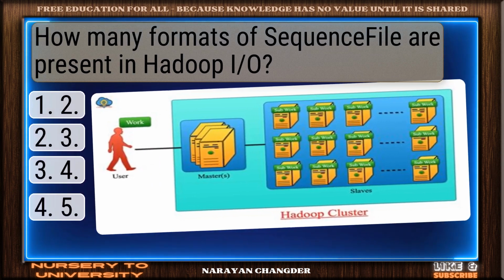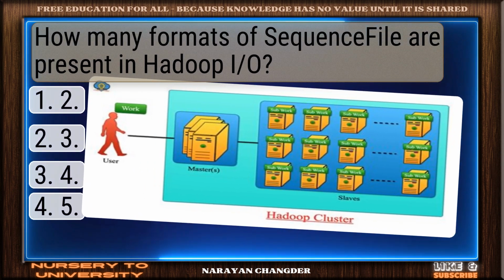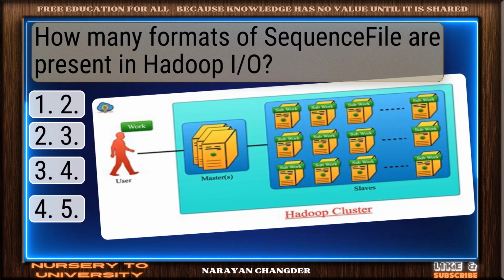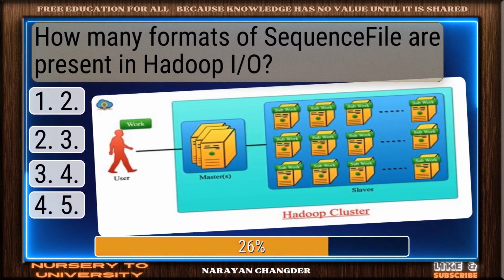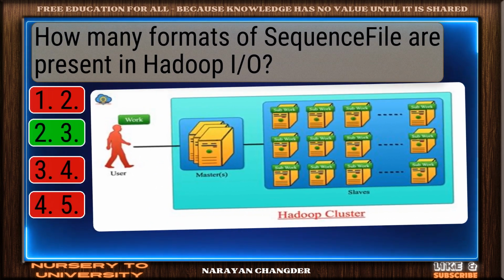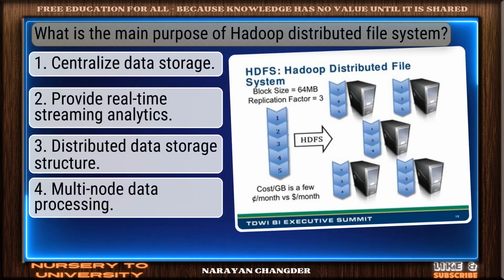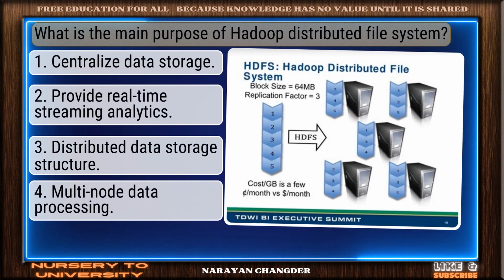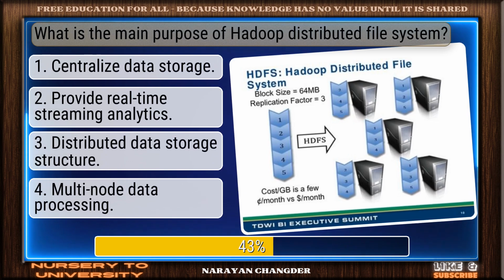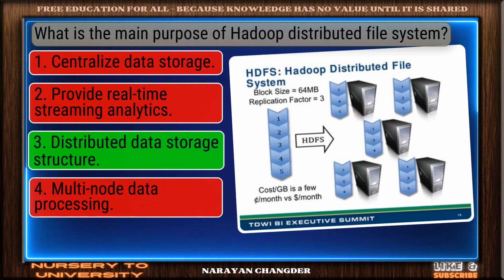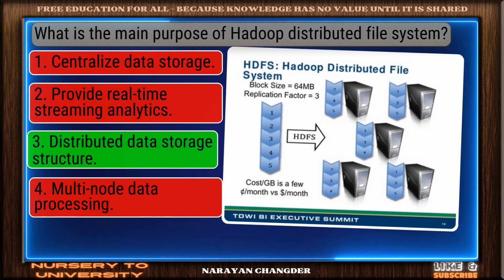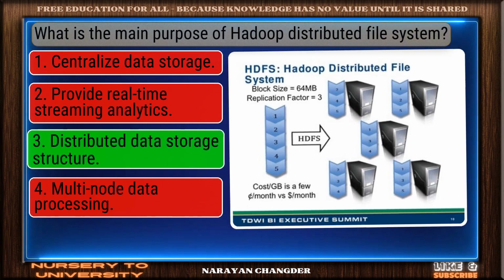Question number 9. How many formats of sequence file are present in Hadoop I/O? Right choice. 3 is the best answer. Question number 10. What is the main purpose of Hadoop Distributed File System? You chose distributed data storage structure, and it is correct.